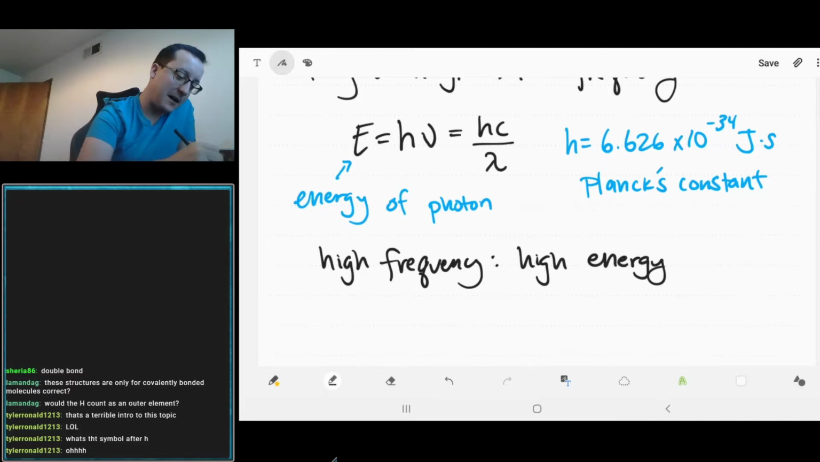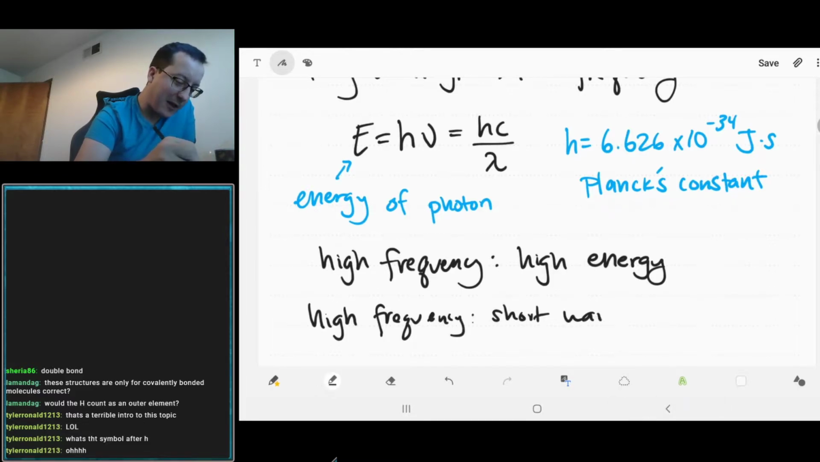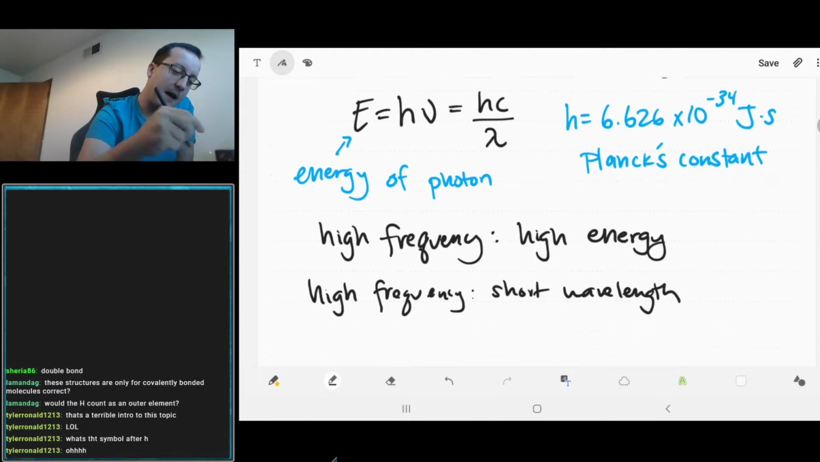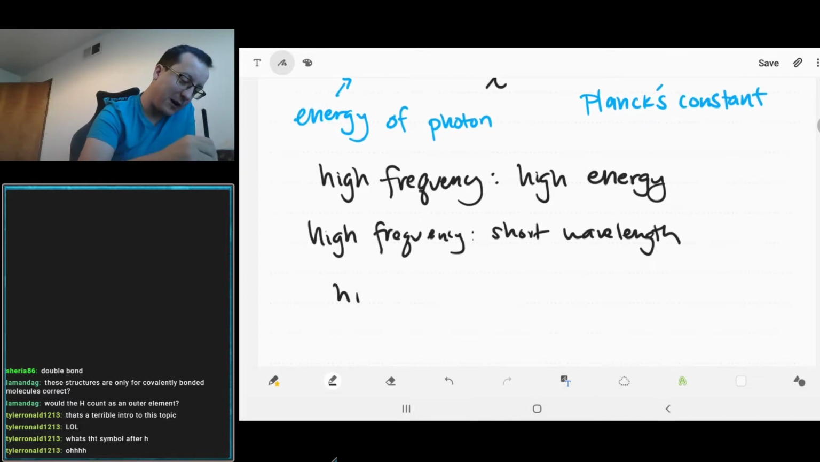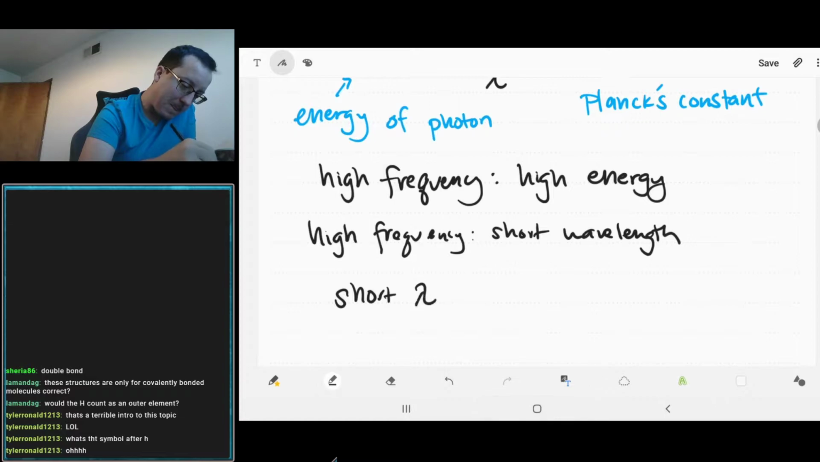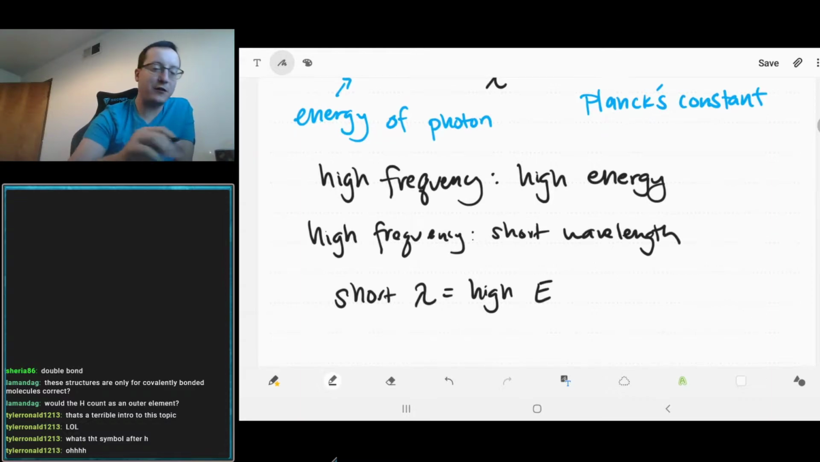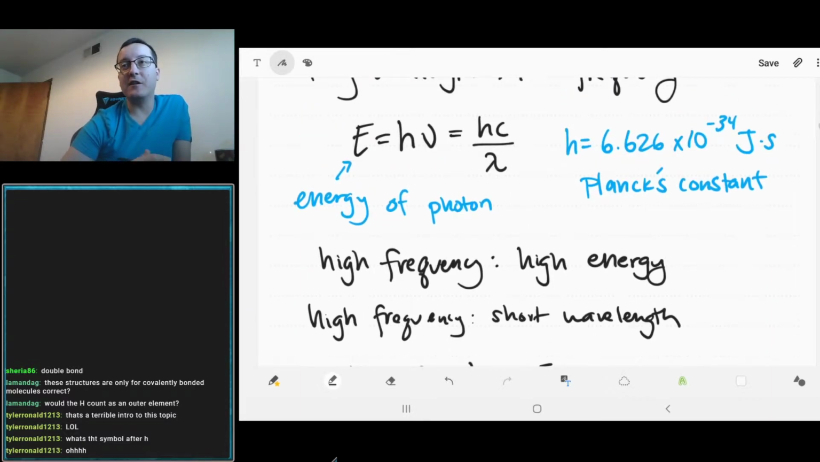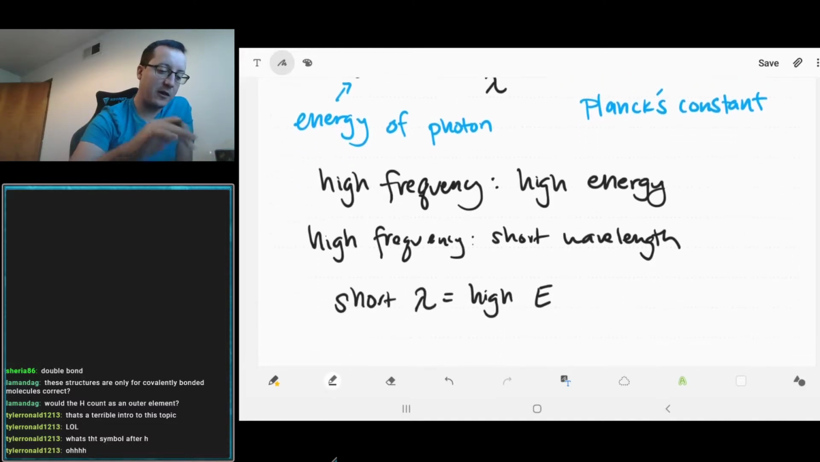And since we know that high frequency meant a short wavelength, that means that a short wavelength also is high energy. That's the information that we are going to get out of these particular bits of information. So let's go ahead and take a look at what we can do with this information.